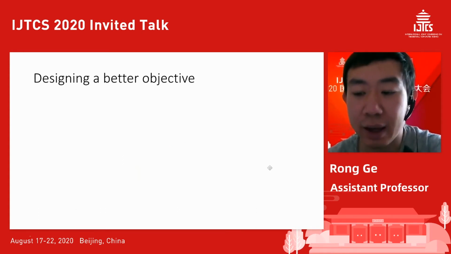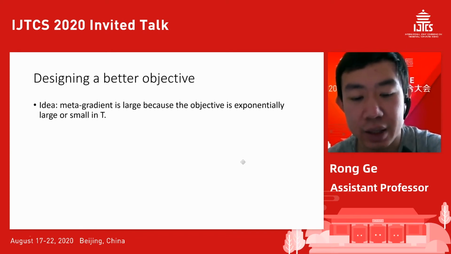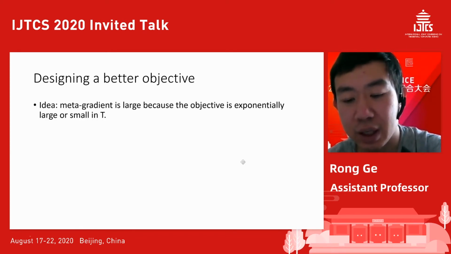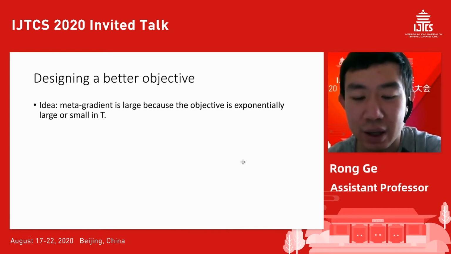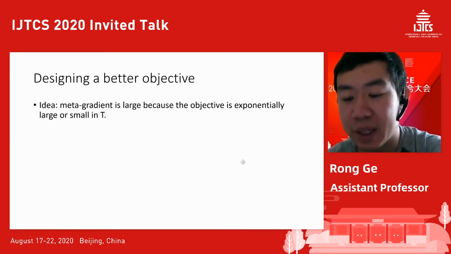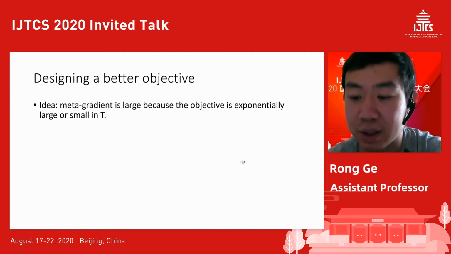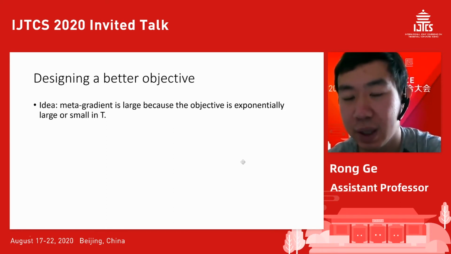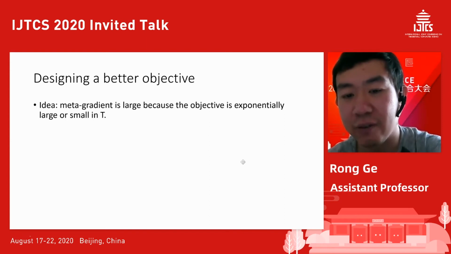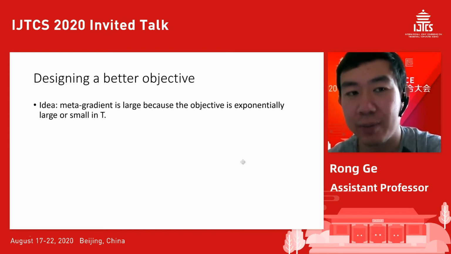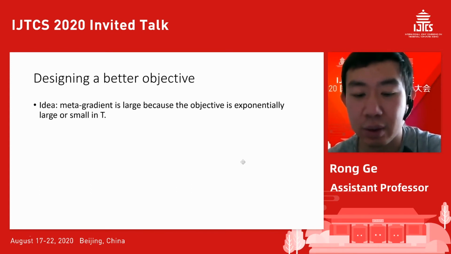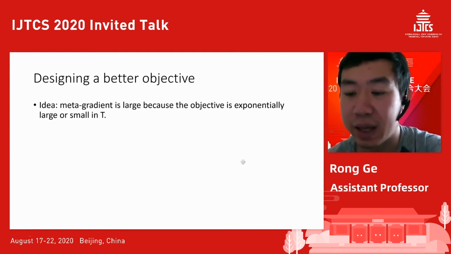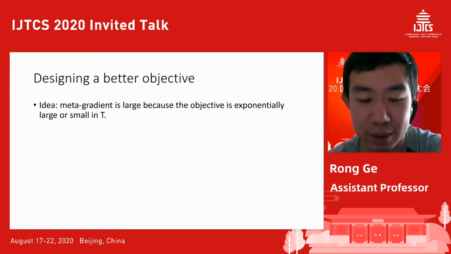So how do we design a better meta objective? Well, the idea is, the main reason that the meta gradient is large or small is because the objective itself is exponentially large or small in the number of unrolled steps. We all know in the quadratic case, if you use a constant step size, you either diverge exponentially or you converge exponentially. So your final meta objective is going to be exponentially large or small, and that's why the gradient itself is going to be proportional to that.